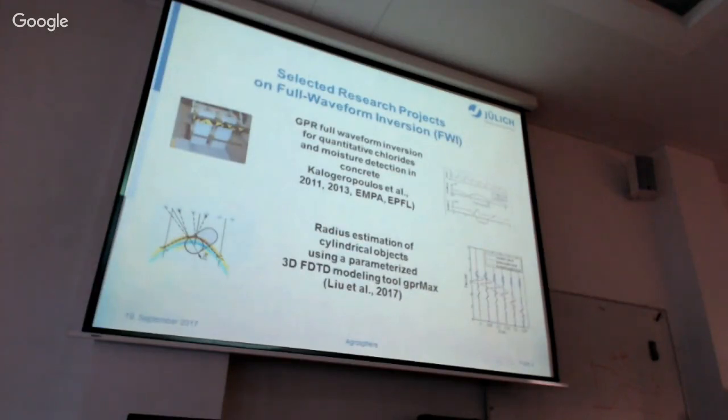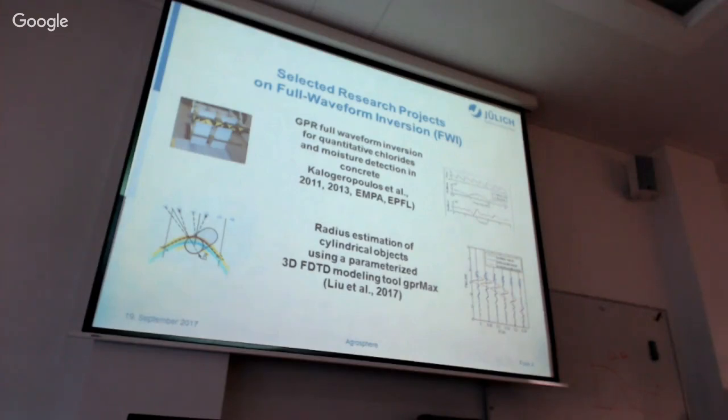So GPR can be used off ground, in air. The coupling of the antennas is then always the same. And here we have also investigated the concrete layering and also the water content and chloride content in these concrete slabs. And because the antenna is in air, we can also estimate a wavelet that the system is emitting. So this is one of the important issues, to estimate a wavelet that the GPR is emitting.